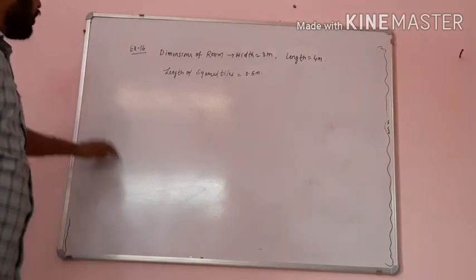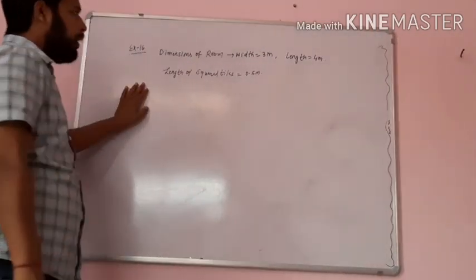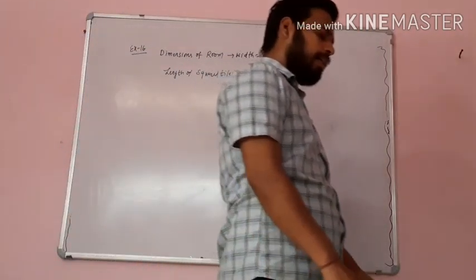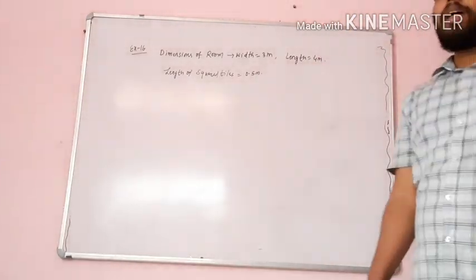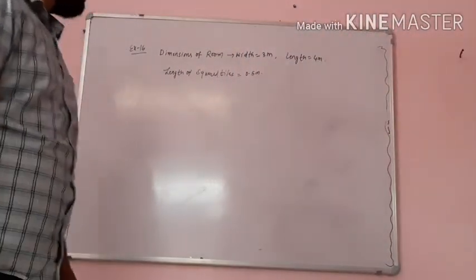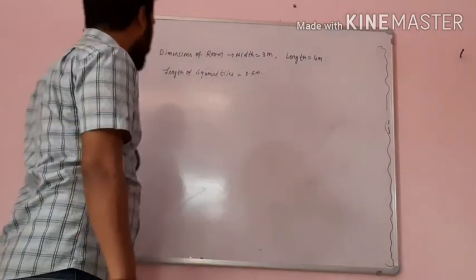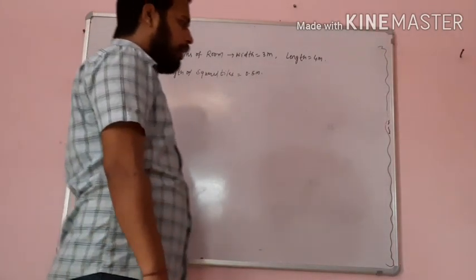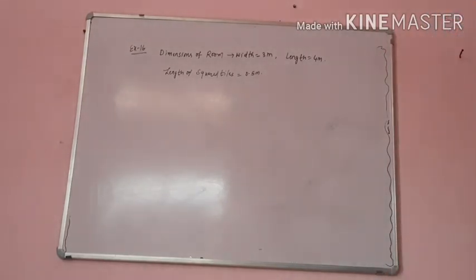In example number 16, it is given that a room has a width of 3 meter and a length of 4 meter. Now we are covering the floor of the room with square tiles, and the side of a square tile is 0.5 meter. So we have to find the total number of square tiles. First we will find the area of the room, then the area of a square tile, and we will divide the area of the room by the area of a square tile to find the total number of tiles required.